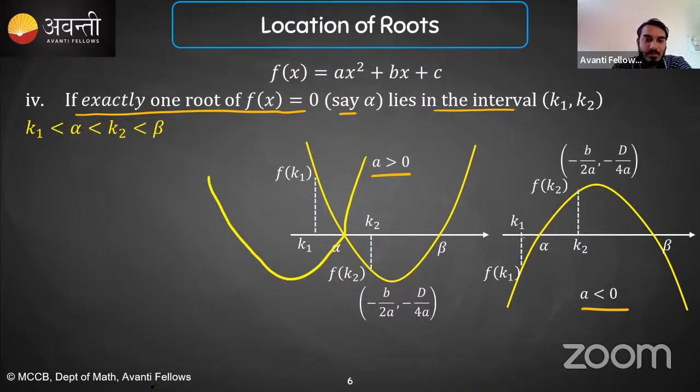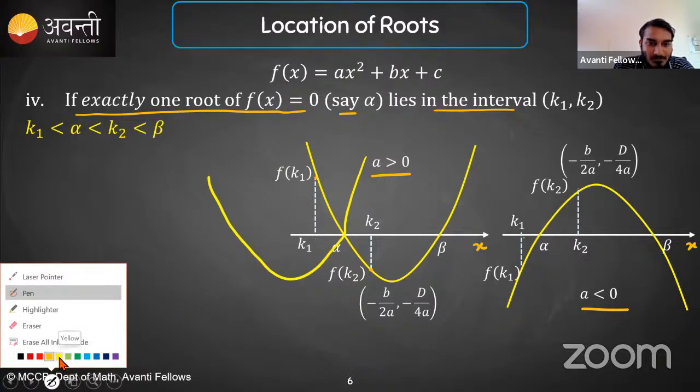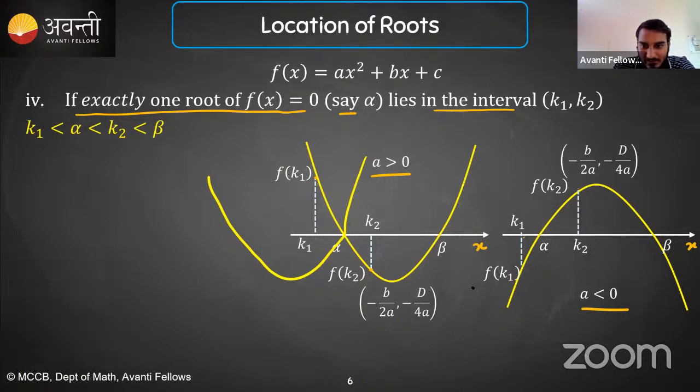Whatever the case, students, let's say this is k1, so this is f of k1. This is k2, so this is f of k2, and this is the x-axis. Tell me everyone, when a is positive, what is f of k1 into f of k2? See, f of k1 is positive and f of k2 is negative.